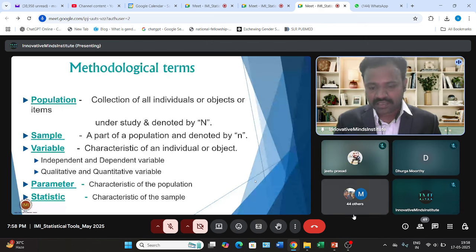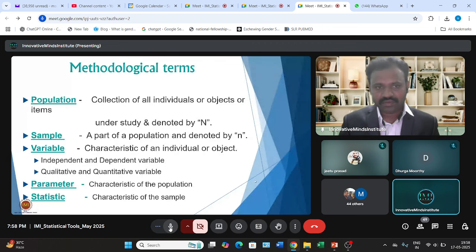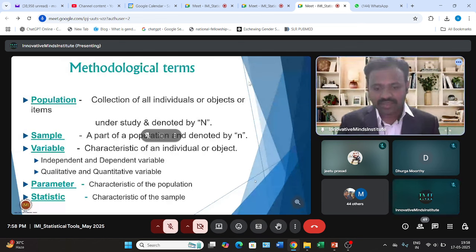Can you see my slides? All the people? Is it changing or not? Yes, sir. Yeah, you can use the mic. Now it's okay. Yeah, thank you.